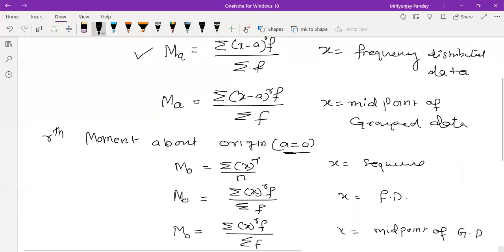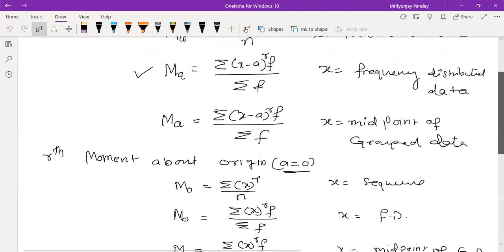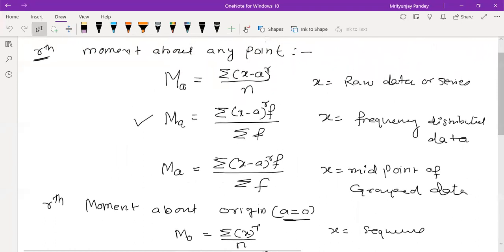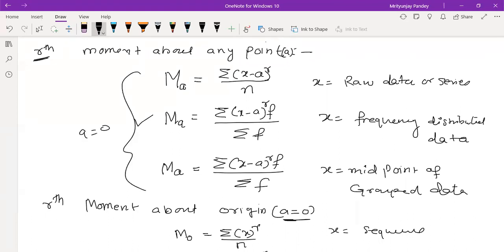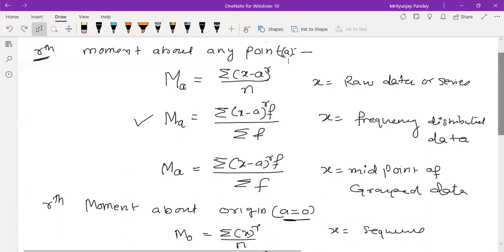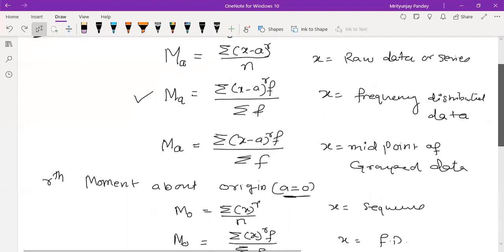So this is at any point in the previous formula. Here you can see that the formula is applicable when finding the moment about any point a. Here you want to find the moment about origin. That means you have to substitute a equal to 0. In all these formulas, if you put 0 in just one place, you will keep getting the next ones, which we are writing now. Okay, understood? That is rth moment about any point. Second one, which I am writing, that is rth moment about origin. That's why substitute a equal to 0. Understood?